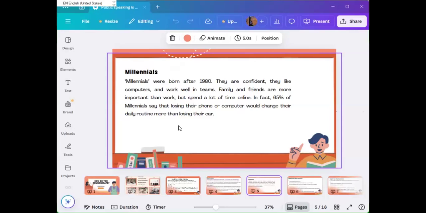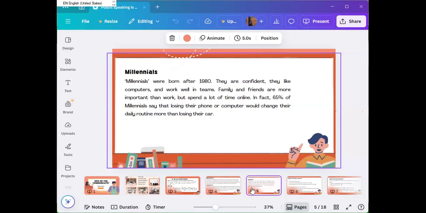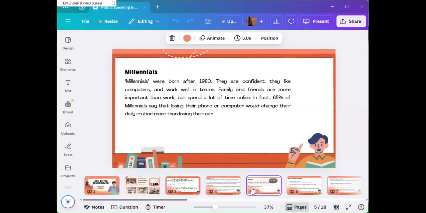So could you please type in the chat which generation you are? Baby boomers, Generation X, millennials, or Generation Z? I will give you some time to read the paragraph. Could you please type in the chat which generation you are in? Are you millennials? Yes. Okay, here is Gen Z. I saw someone is Generation Z. Millennials are 1980 to 1997.